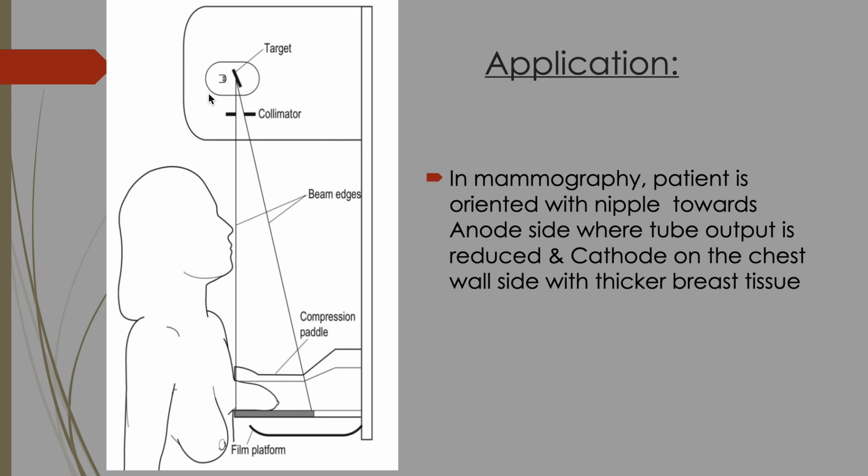This is how the mammography machine is constructed, and this clinical application is well applied here, as the intensity increases from anode to cathode, and the breast tissue thickness gradually increases from nipple to chest wall. So this is what makes a uniform production of X-ray once we acquire the image. Thank you.